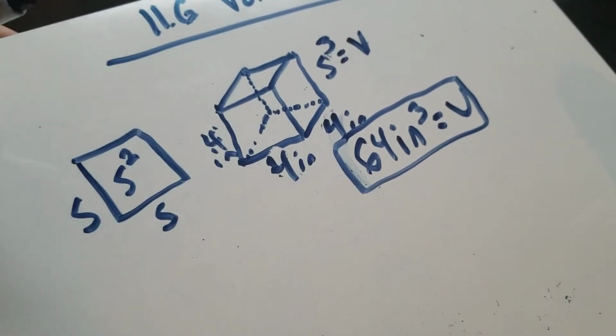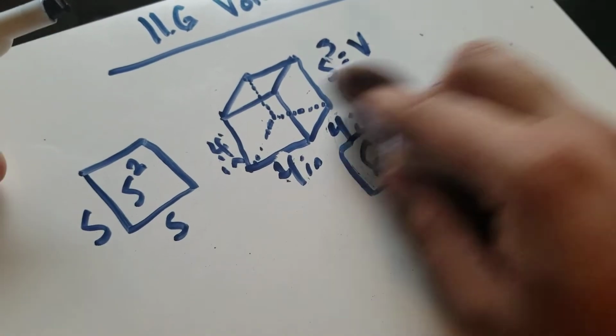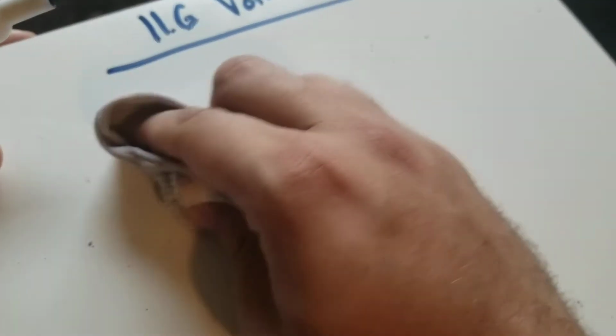So that's volume of a cube, which is really easy. It's just side cubed, right? It's whatever your sides are to the third power. So let's talk about something else. Let's talk about a prism.